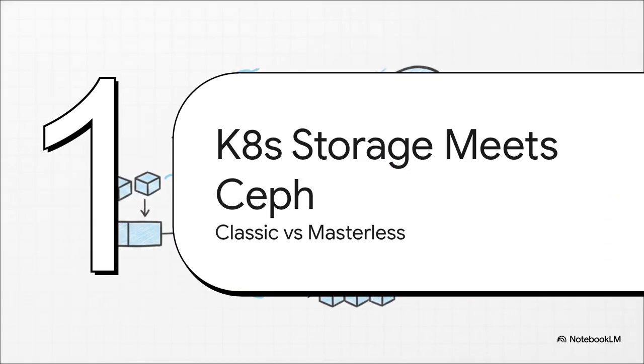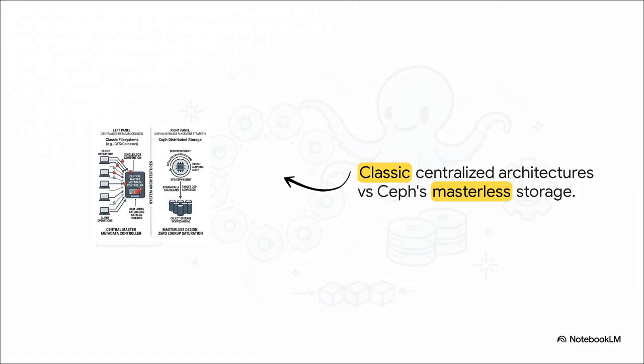All right, Section 1. Kubernetes storage meets Ceph, classic versus masterless. If you've ever banged your head against the wall deploying distributed storage, this comparison really highlights why. On one side, we've got classic file systems relying on centralized master metadata controllers. Basically, a setup just begging to hit memory limits and single-lock bottlenecks.